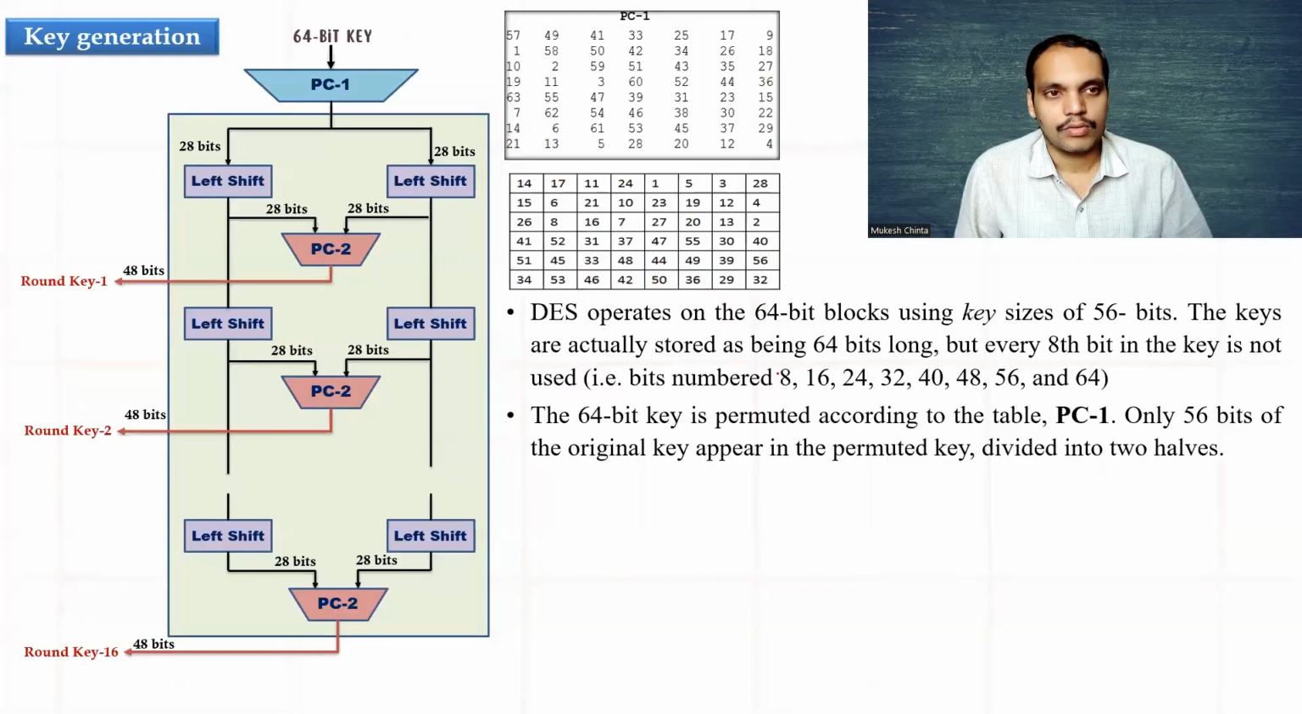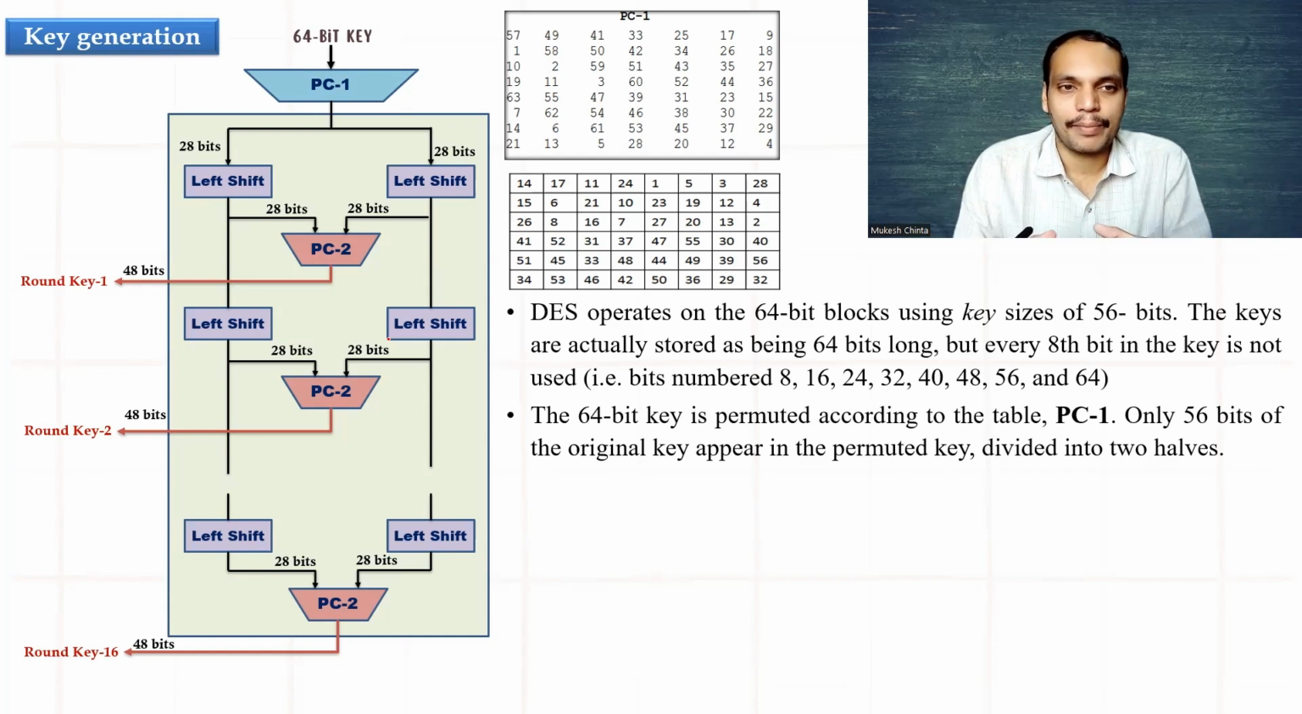Okay, now this is how the key generation works. We have spoken about the entire structure of DES, the initial permutation followed by the 16 rounds, and then the inverse initial permutation, the 32-bit swap. Where do we get the 48-bit subkey for each round? As I told you, there are 16 rounds in total in DES. Each round uses a unique subkey.